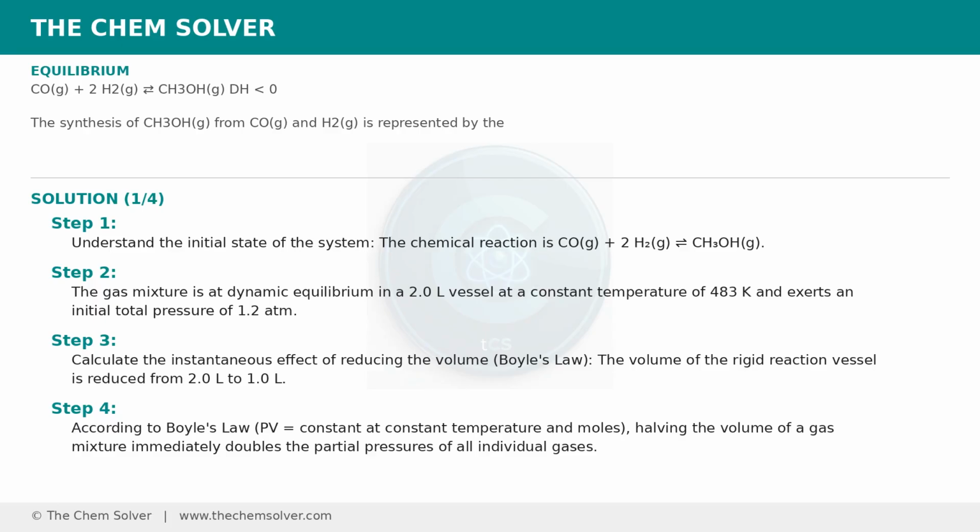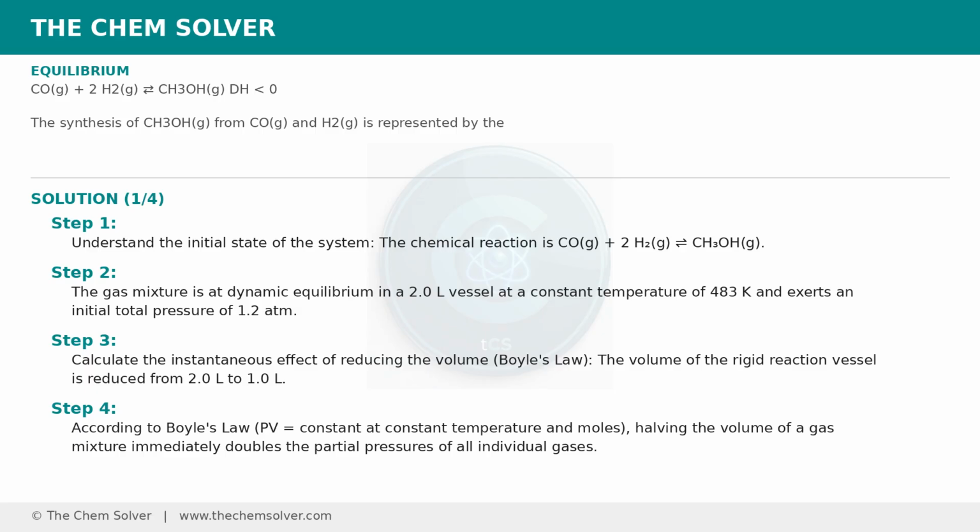Understand the initial state of the system. The chemical reaction is CO plus 2H2 in equilibrium with CH3OH. The gas mixture is at dynamic equilibrium in a 2.0 liter vessel at a constant temperature of 483 Kelvin and exerts an initial total pressure of 1.2 atmospheres.